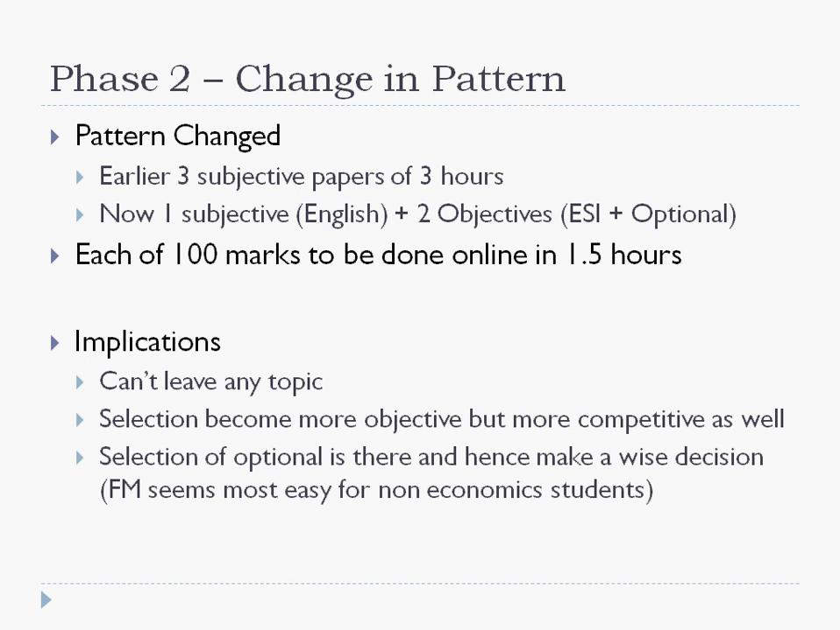Then you have to select an optional this year, right? So there are 3 optionals. First is finance and management, which was available last year as well. The other 2 optionals which have been introduced are economics and statistics. So economics and statistics are highly specialized subjects. So if you know them, or if you have done them in your graduation, go for it. Otherwise FM seems to be a more logical choice for you.